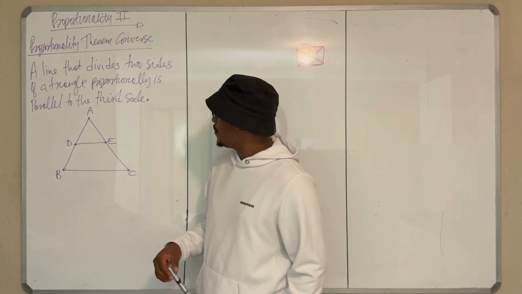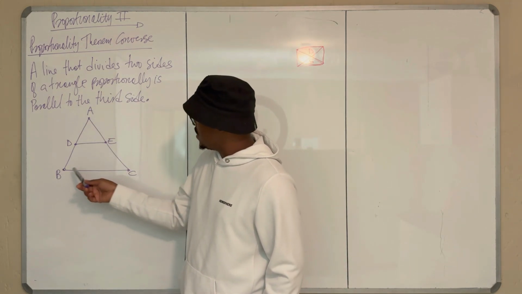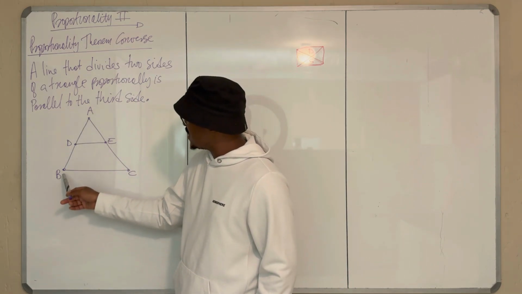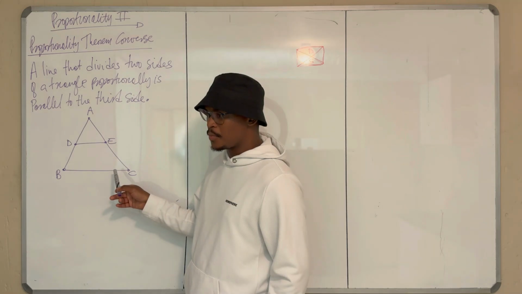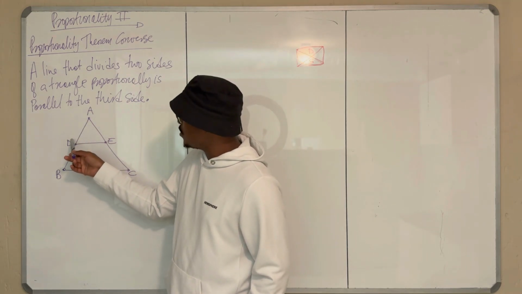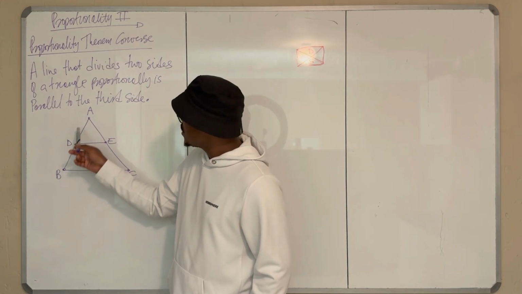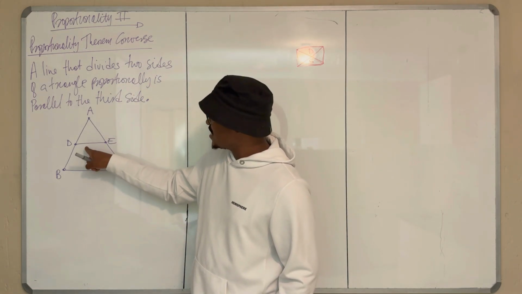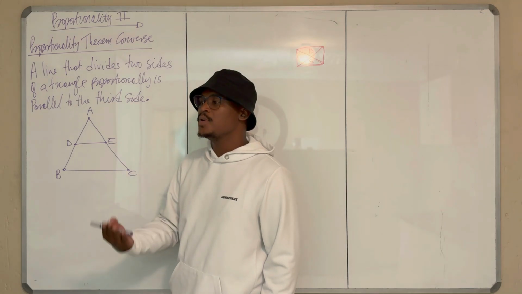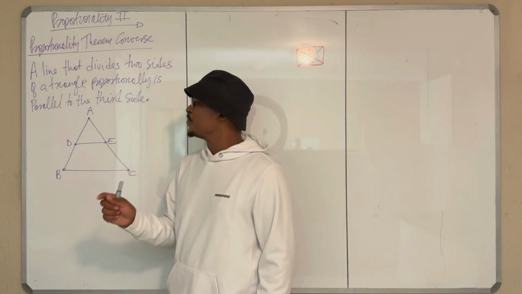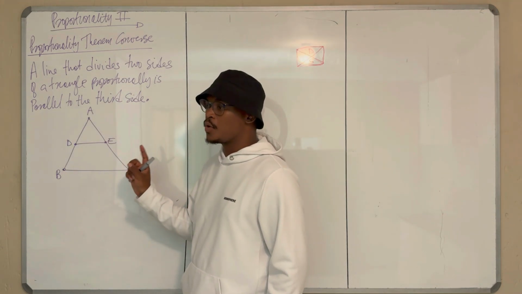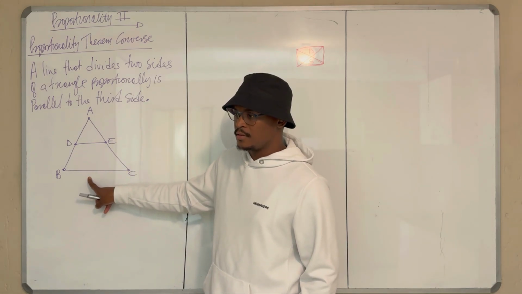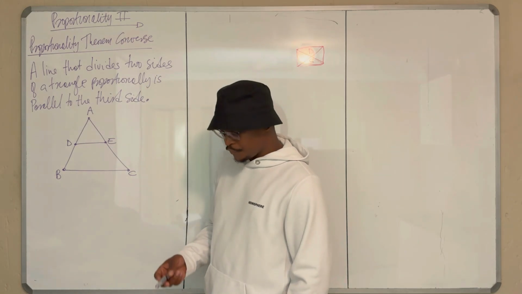So here's what we have. We have a triangle ABC, right? And DE is the line that divides these two sides of our triangle proportionally, which means the ratio of AD over DB equals that of AE over EC. So what we're trying to prove is that if this line DE divides those two sides at equal ratios, then DE should be parallel to BC. Are you happy with that? Yes. So we can get started.